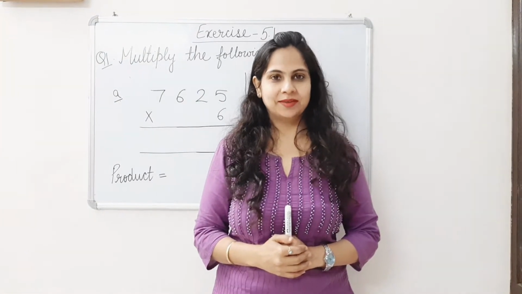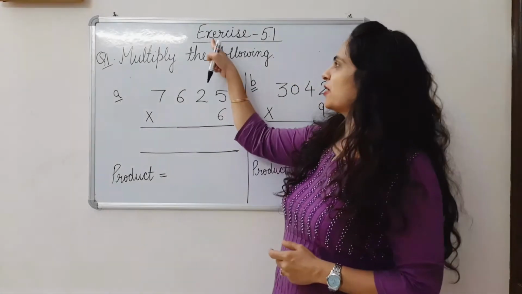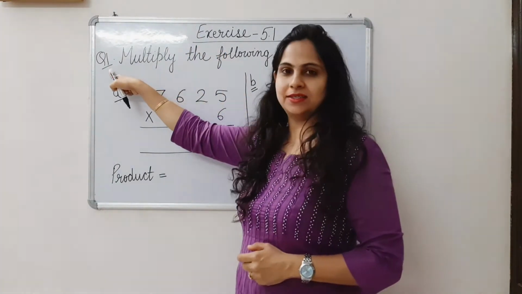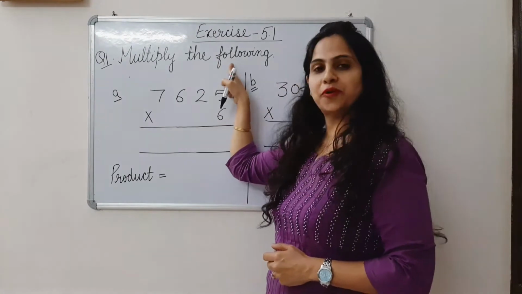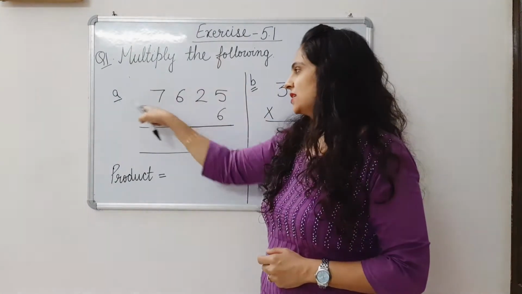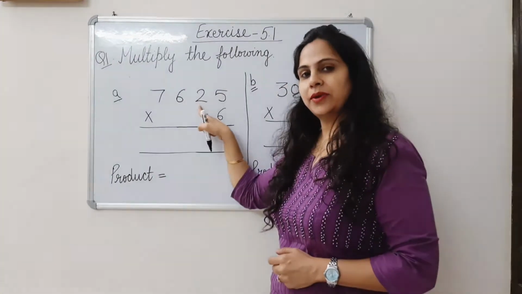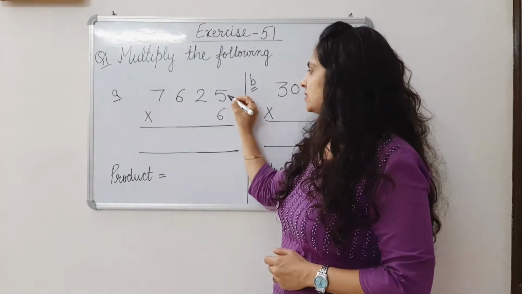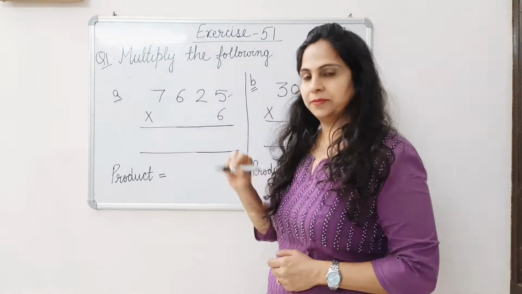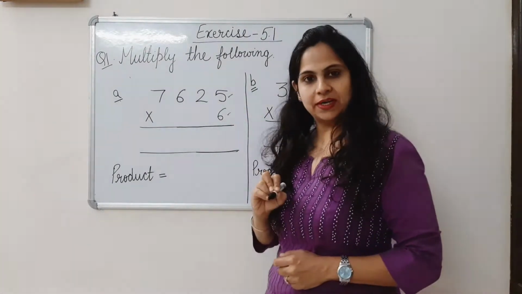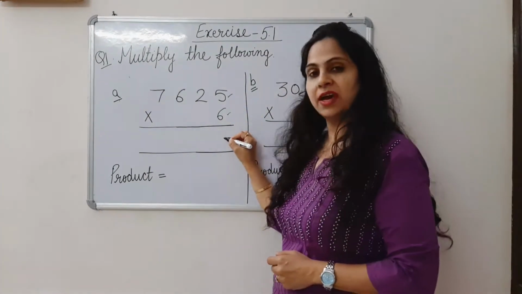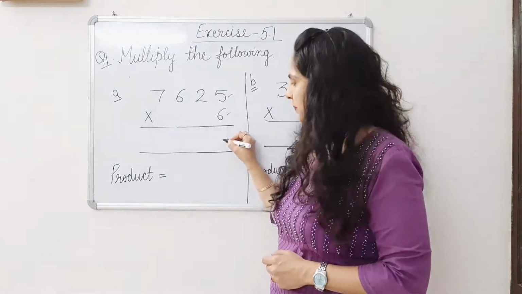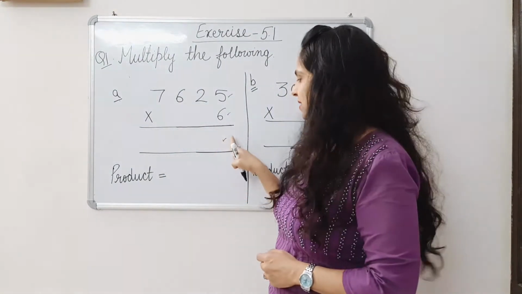Exercise 5.1, question number 1 is multiply the following. A part is 7625 multiplied by 6. Here this is called the multiplicand, this is called the multiplier, and the result which we have to find out is called the product. Okay, now let's start multiplying.